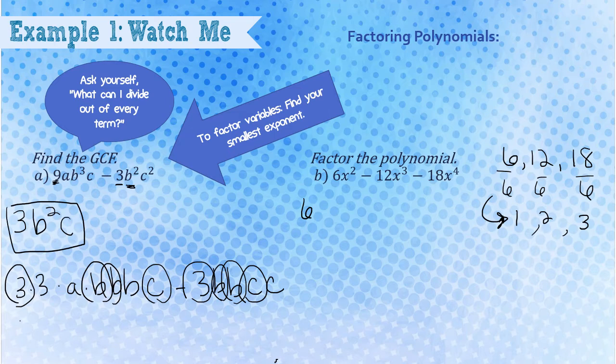Then we look at our variables. I only have x's. I have 2 x's I can take out of this first term, and every other term has at least 2 x's that I can take out. So my GCF is going to be 6x squared.